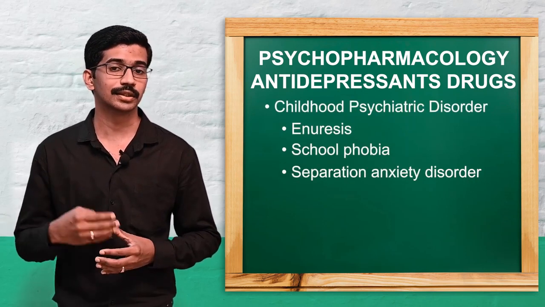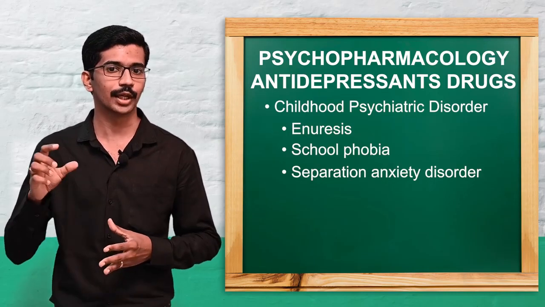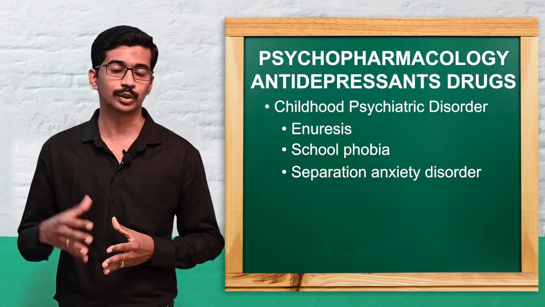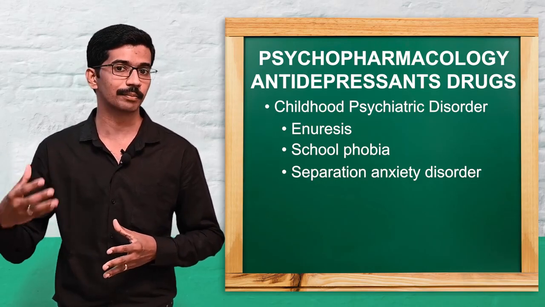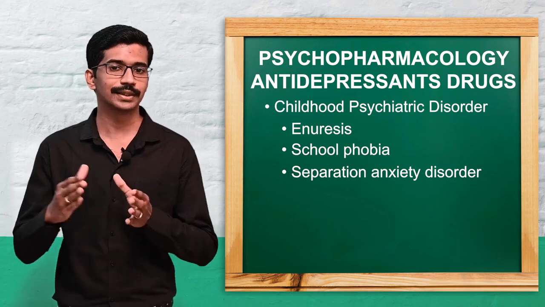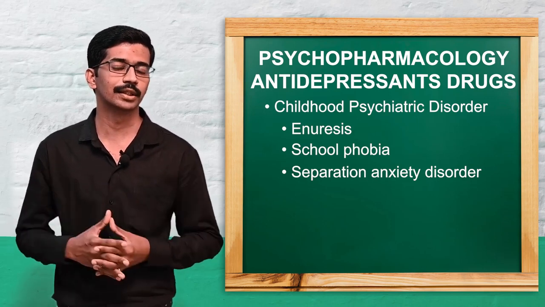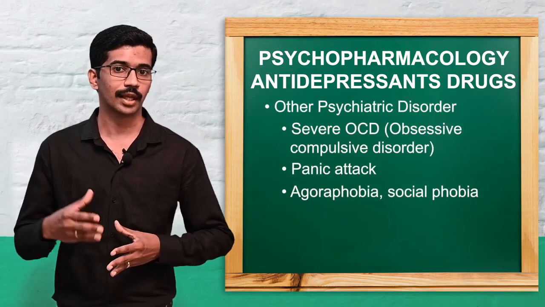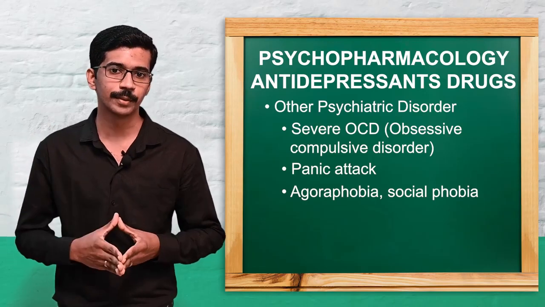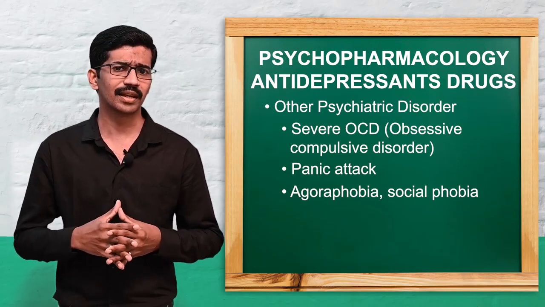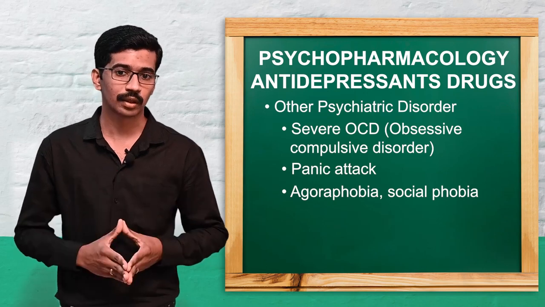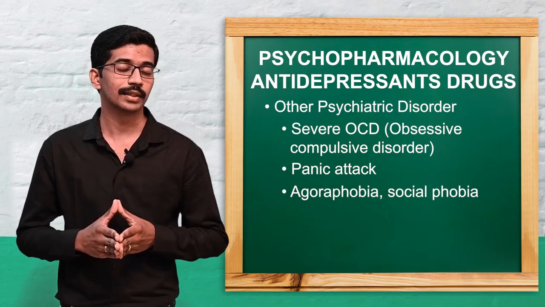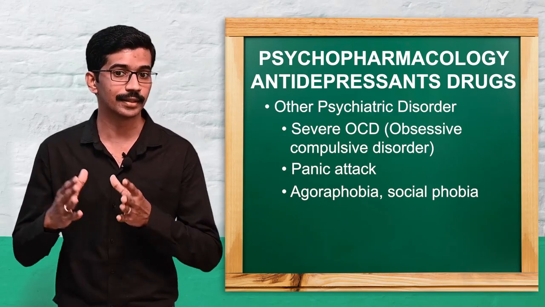Apart from this, there are certain childhood psychiatric disorders like enuresis. Enuresis is nothing but bedwetting. Also school phobia and severe separation anxiety disorder of the child. In these child psychiatric conditions, we can go for antidepressants. Then certain other psychiatric conditions like severe OCD, severe anxiety disorder, panic attack, and phobia, mainly agoraphobia. In those conditions we can go for antidepressant drugs.